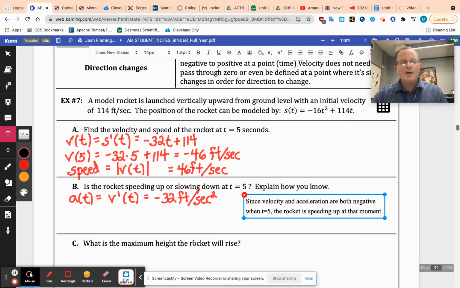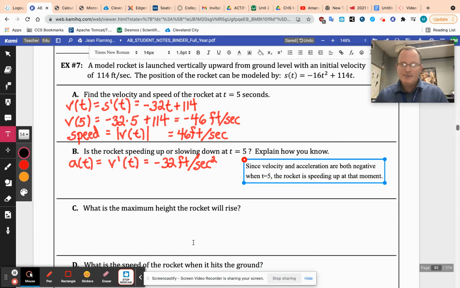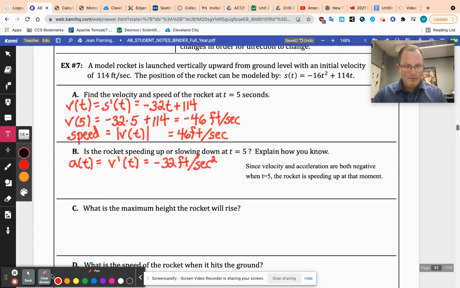Now, next is what is the maximum height the rocket will rise? All right. Well, the maximum is going to happen whenever your derivative is equal to 0, because that'll be the moment where the slope of the tangent line is equal to 0. Before that, it'll be positive. After that, it'll be negative. All right, so let's find that moment. So I need to know when is v of t equal to 0? When is that velocity equal to 0?